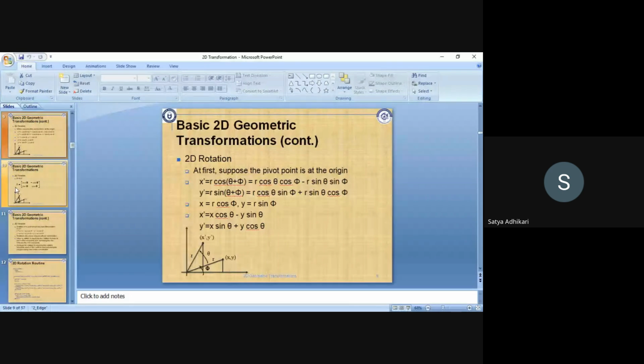In the previous case, x dash is equal to x plus tx and y dash is equal to y plus ty. But here x dash is equal to x cos theta minus y sin theta, and y dash is equal to x sin theta plus y cos theta. Theta here is the angle of rotation.